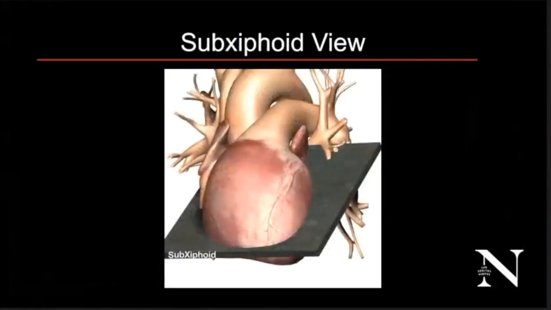Subxiphoid view. This is the view that most of us use, especially when we're looking for pericardial effusion or pericardial blood. To do this view, you come down, you actually push up kind of through the liver, but you push in and tilt down and push up. Okay, it's the same way that you do.